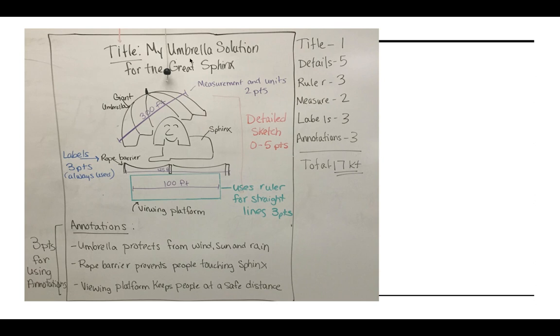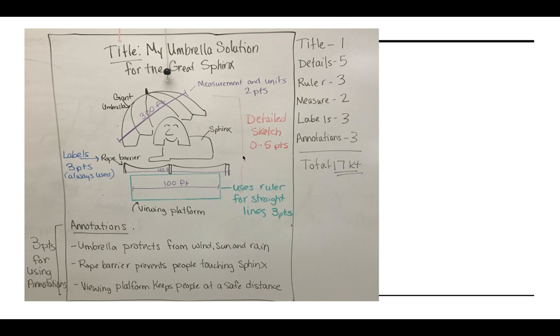So you have to have a title. What is this called? What is this design? This is my umbrella solution for the Great Sphinx. Notice that I have information for the viewer with numbers. So measurements are important. Okay, so it's a 300-foot wide umbrella. It's great, right? I have 125 feet of rope barrier. I have a 100-foot viewing platform.